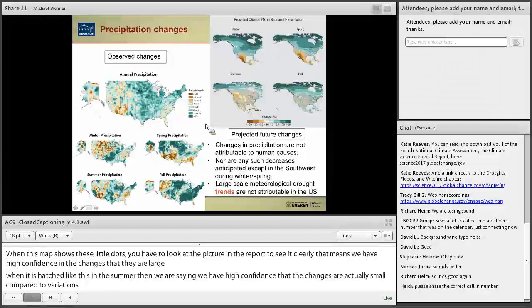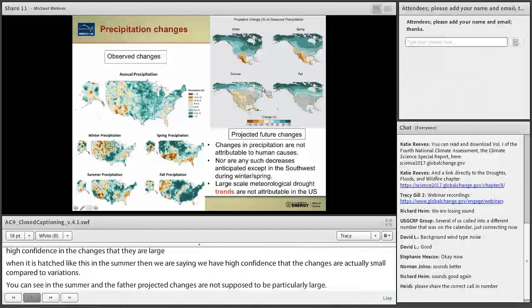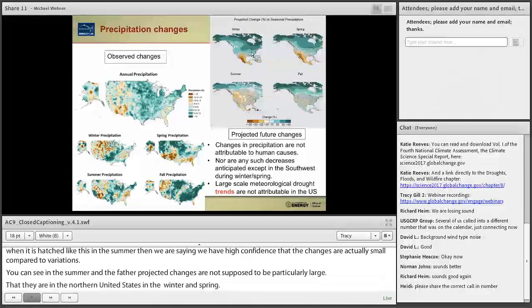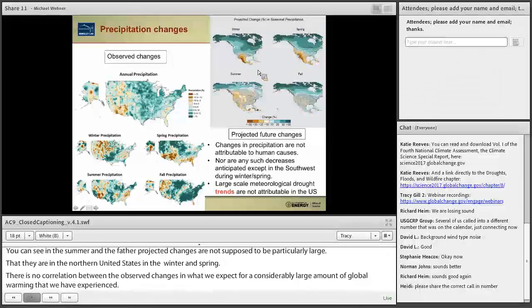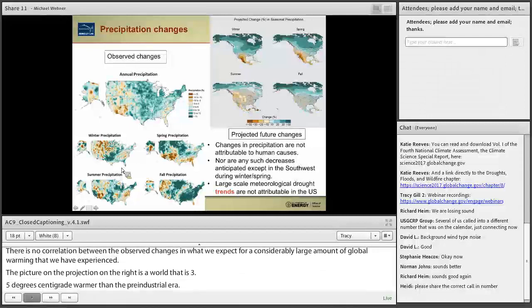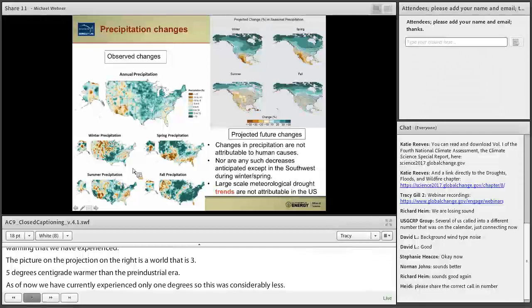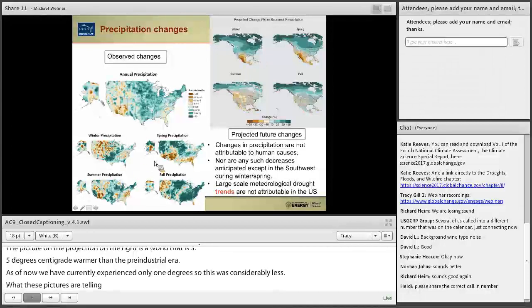And there's essentially no correlation between the observed changes and what we expect for a considerably larger amount of global warming than what we've experienced. The picture on the right is in a world that's 3.5 degrees centigrade warmer than the pre-industrial era. As of now, we've currently experienced only 1 degree, and so the signal is considerably less. And so what these pictures are telling us is the human-induced change hasn't arisen yet out of the natural variability.